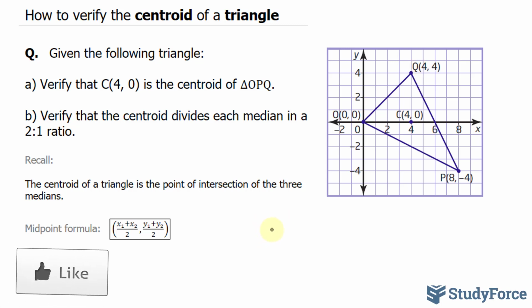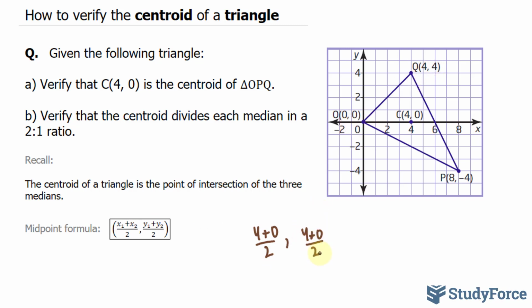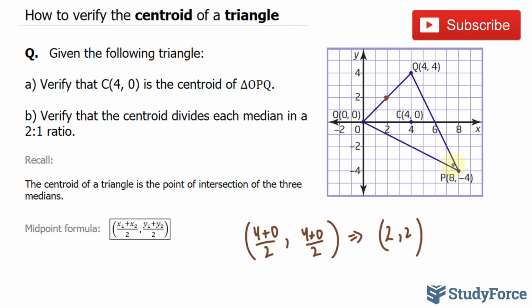The midpoint is the average of the x and y coordinates, and the formula is shown right here. So the midpoint here will be 4 plus 0, I'm using this formula, divided by 2, and 4 plus 0, because it's the y coordinates now, divided by 2. The midpoint has to be 2 and 2. And I'll plot that right here. So we have a line that extends a median from P all the way to this midpoint.